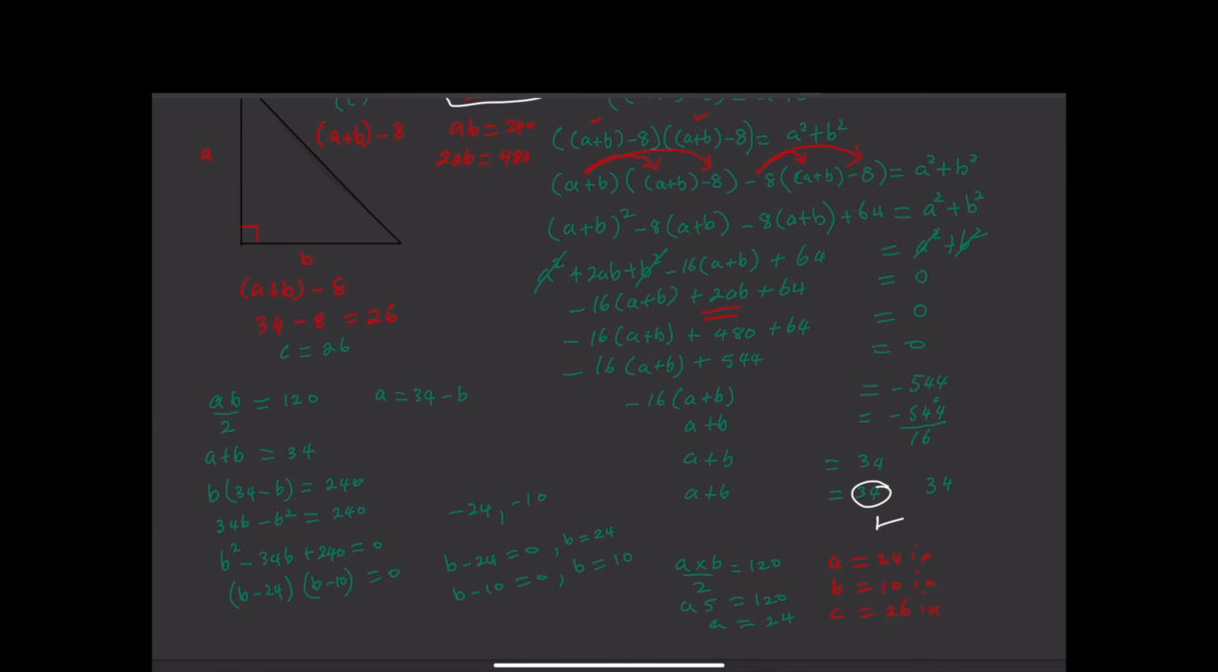Okay, so we'll check that again. So we have A times B is 240 divided by 2 gives us 120, which is our area. If we add A and B together, we get 34. And if we subtract 8 from 34, we get 26. And these are our final answer.